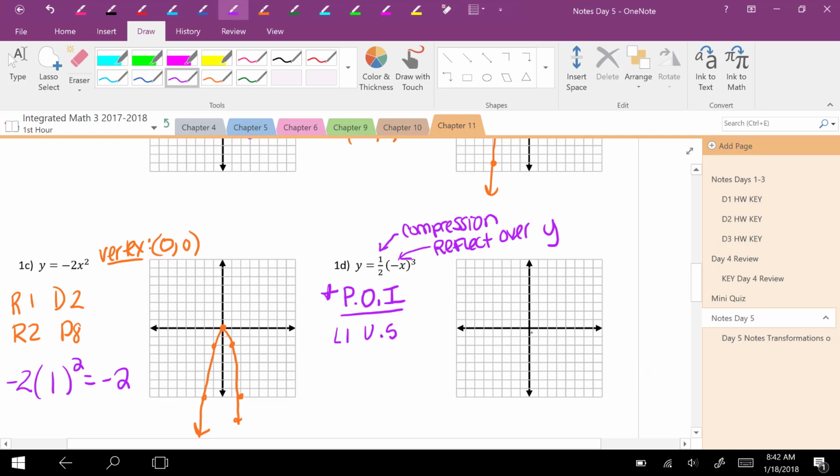But where's my point of inflection? 0, 0. Very good. So I have left 1, up 1/2, somewhere like that, which means I'm also going right 1, down 1/2, because that's what cubic functions are. They always are going to be the opposite. They reflect over the origin. Okay, now I usually go right 2, up 8. What's going to happen now?